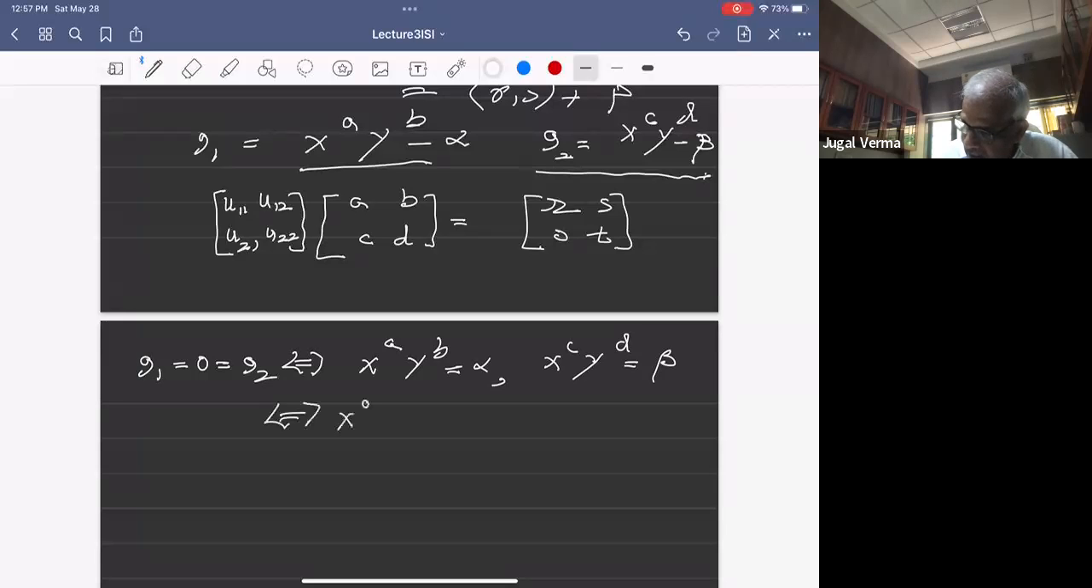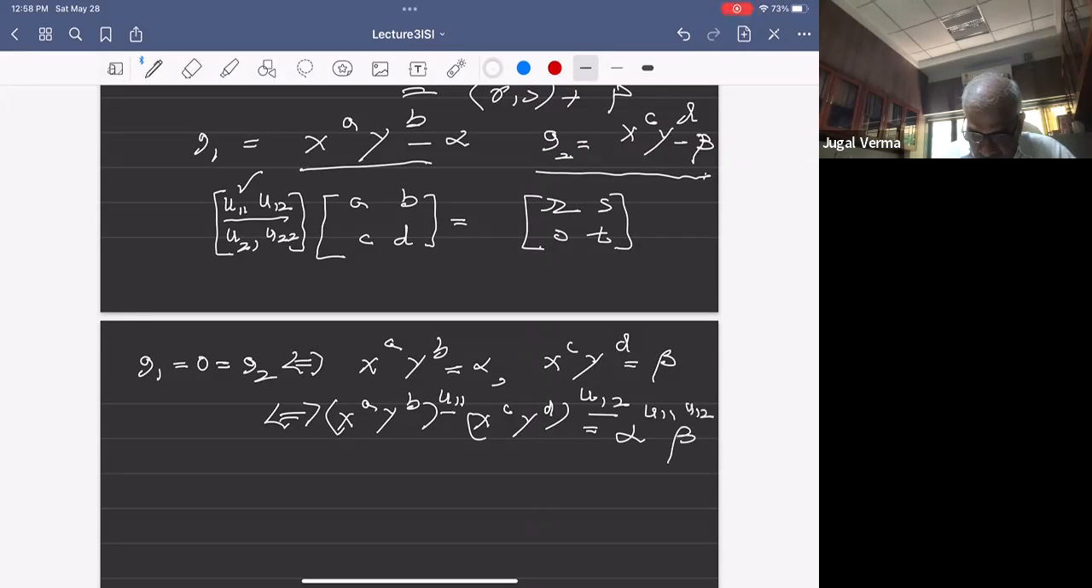So I'll combine these two equations and take X^A Y^B and raise it to U11. U11 is coming from this matrix. And then X^C Y^D raised to U12. So take the first row of this matrix and raise these two equations by U11 and U12, but that is equal to alpha^U11 beta^U12.